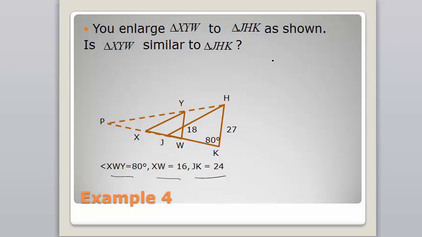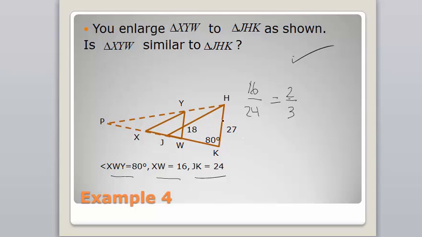So we know we've got an angle. We've got the two angles congruent, 80 degrees, 80 degrees. So as far as the angle goes, check. That one's done. Now we need the two sides that form that angle. Are they proportional? So let's look at XW to JK. 16 over 24. 8 goes into each, is 2/3.